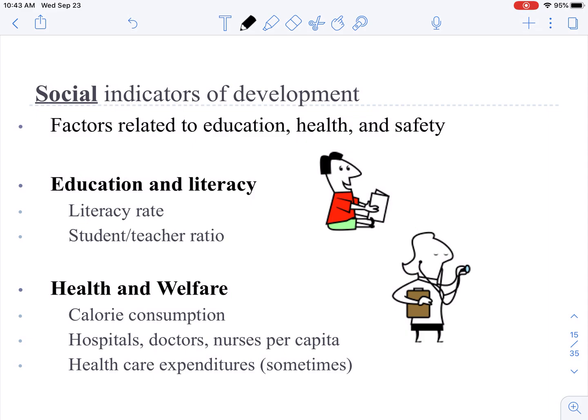Other indicators of development would be social indicators. In education and literacy, we'd look at things like the literacy rate or the student-to-teacher ratio. In health and welfare, we'd look at calorie consumption, in other words, the amount of calories a person consumes in a day. We can also look at healthcare and access to hospitals, doctors, and nurses per person.